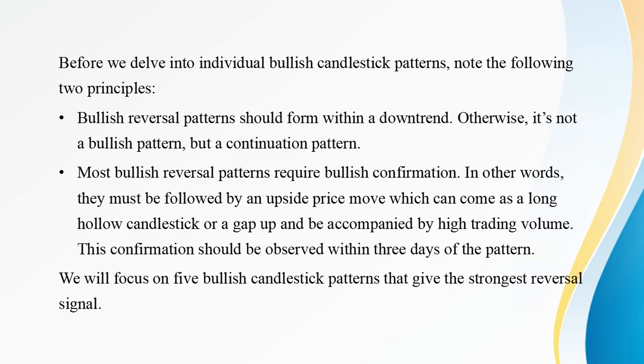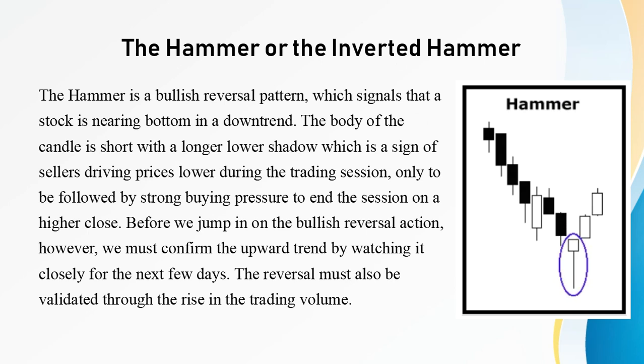We will focus on 5 bullish candlestick patterns that give the strongest reversal signal. So the first is the hammer or the inverted hammer. The hammer is a bullish reversal pattern which signals that a stock is nearing bottom in a downtrend. The body of the candle is short with a longer lower shadow, which is a sign of sellers driving prices lower during the trading session, only to be followed by strong buying pressure to end the session on a higher close.